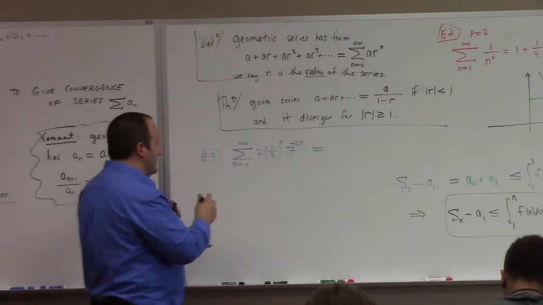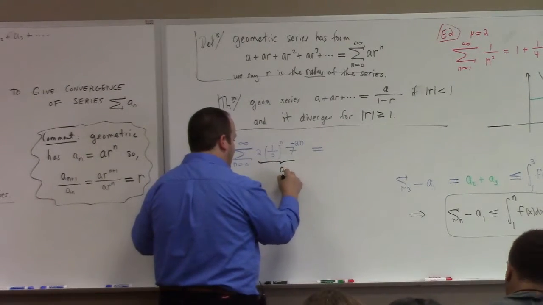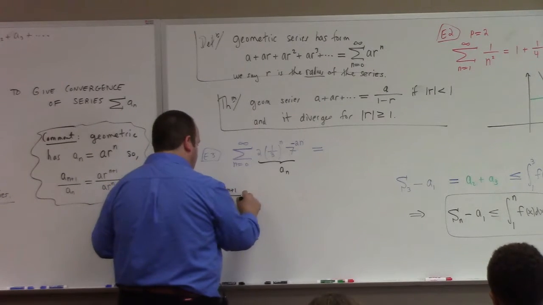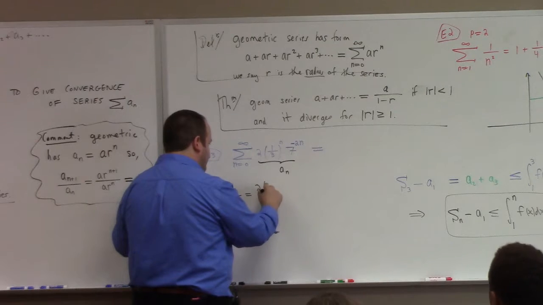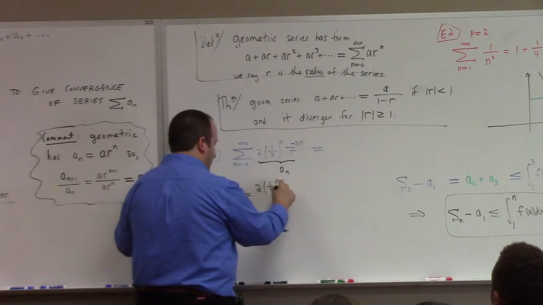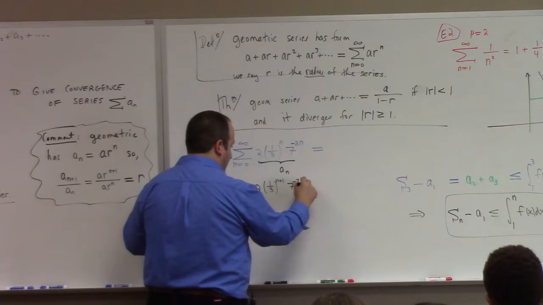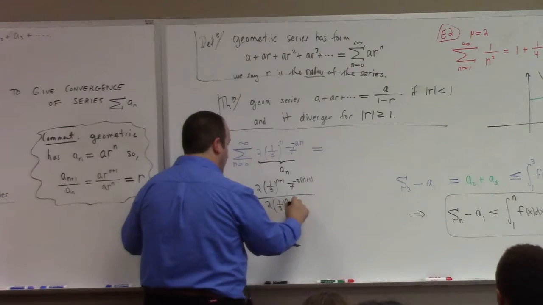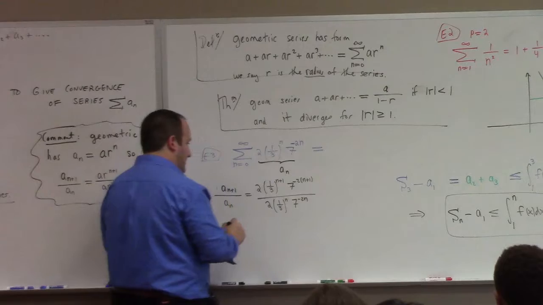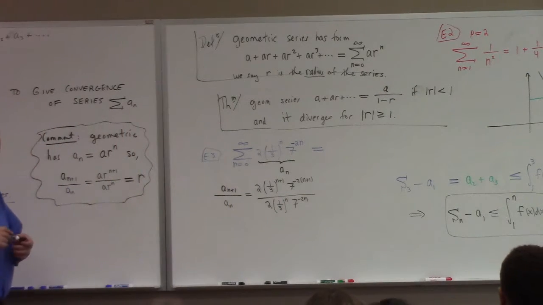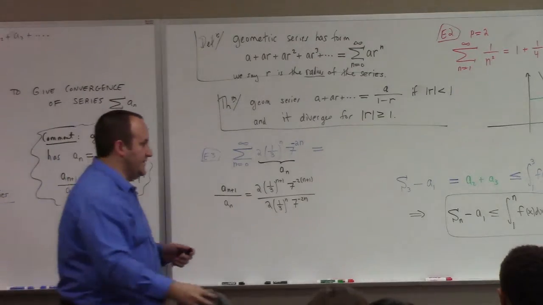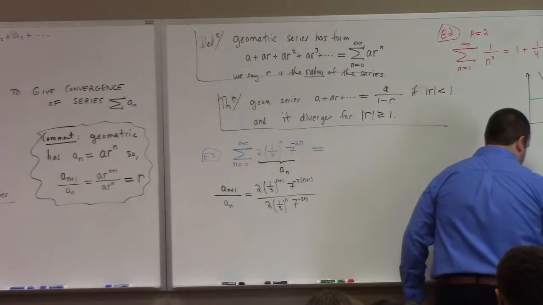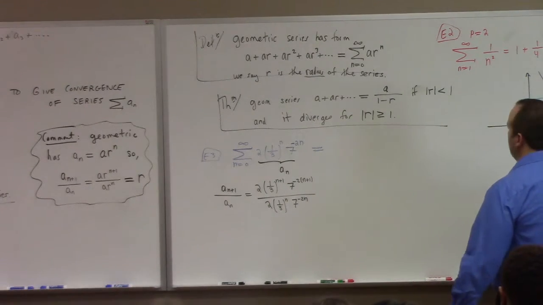We can figure that out by looking at this as being a sub n, right? And we can look at a sub n plus 1 divided by a sub n. What's that going to be? So here's where not knowing laws of exponents is going to hurt you. But you guys know laws of exponents by now, right? Sure you do. I think you do.